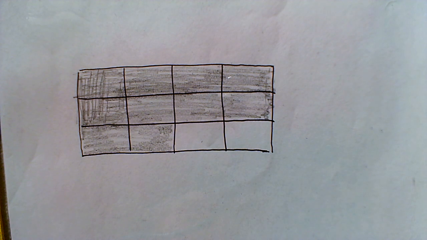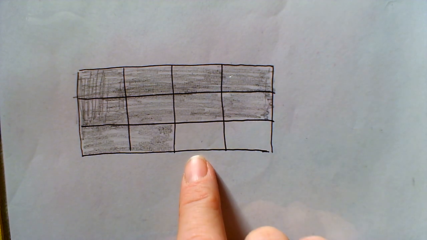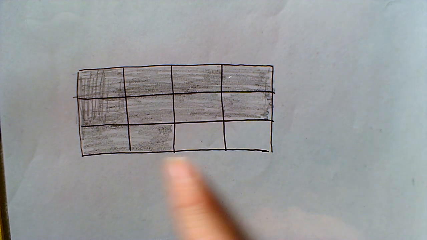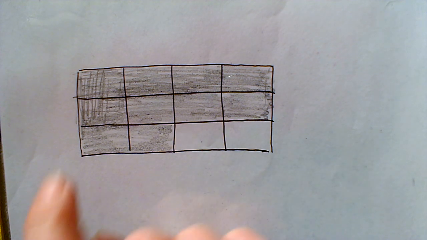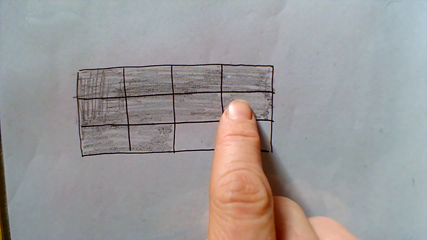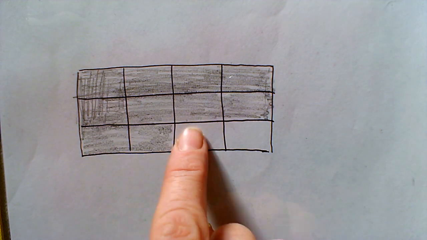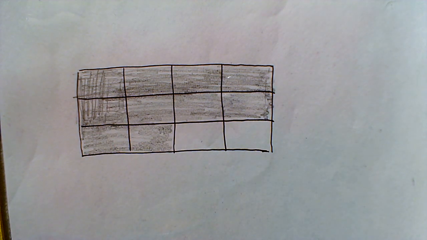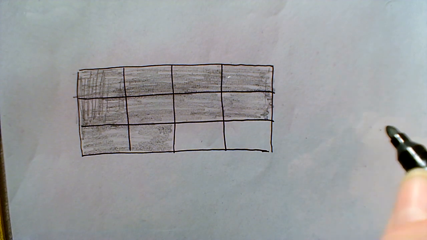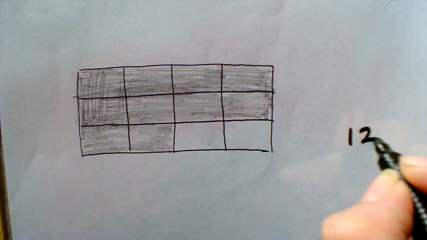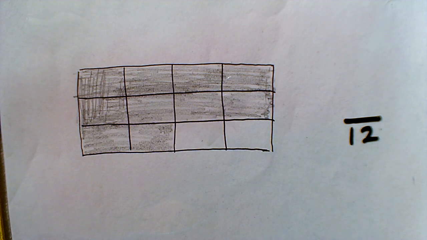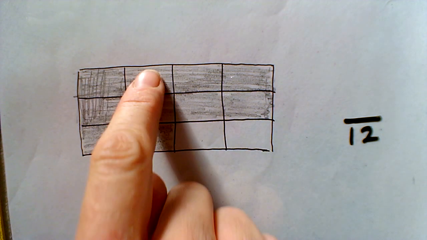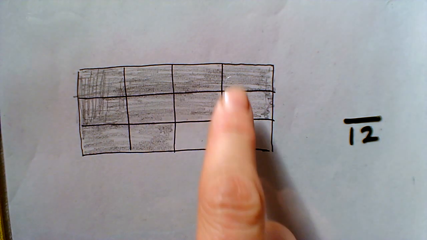Let's first take a look at this. So let's figure out what fractional part we have here. Let's count the total number of fractional units. How many units do we have? 1, 2, 3, 4, 5, 6, 7, 8, 9, 10, 11, 12. So we know that our denominator is going to be 12. So I'm going to go ahead and write that right here. And let's figure out what our numerator is going to be for this one. And it's 1, 2, 3, 4, 5, 6, 7, 8, 9, 10.